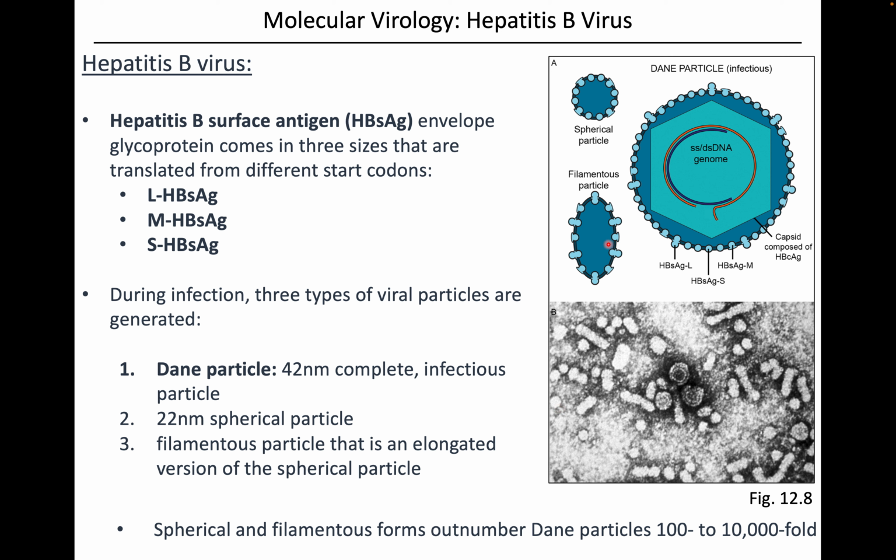And neither of those smaller particles contain the genome, which is obviously going to contribute to them not being infectious. But what's kind of interesting, and I don't think totally understood, is why these are being produced. And in fact, they're way outnumbering the infectious particles in an infected cell. They estimate there could be as many as 10,000 times more of these small non-infectious particles than the Dane particles. So weird for sure.